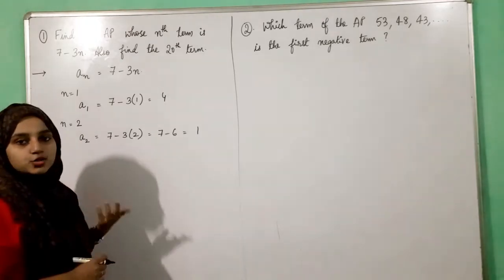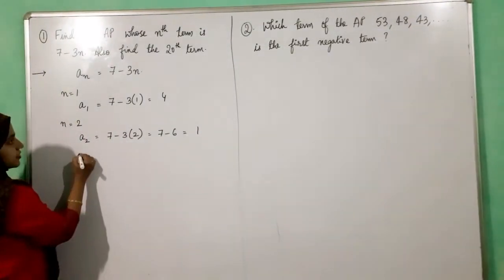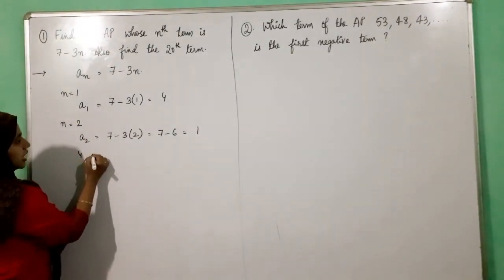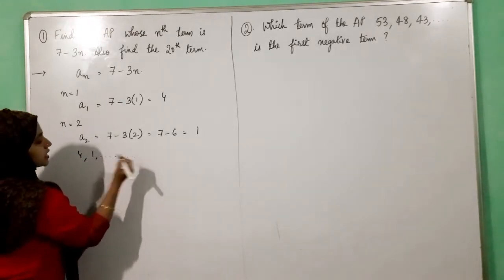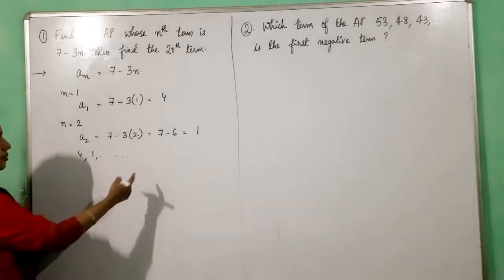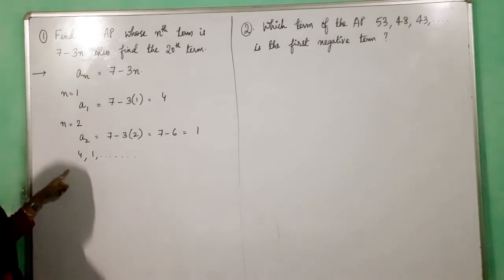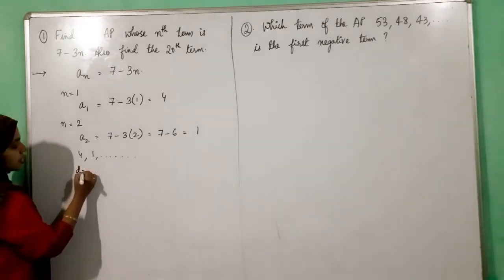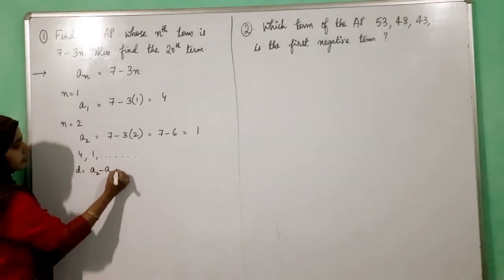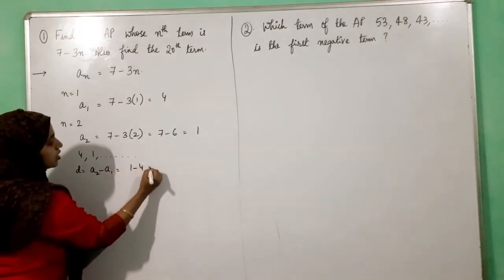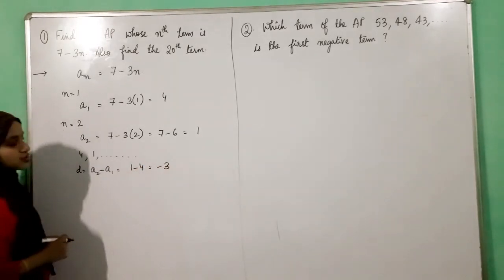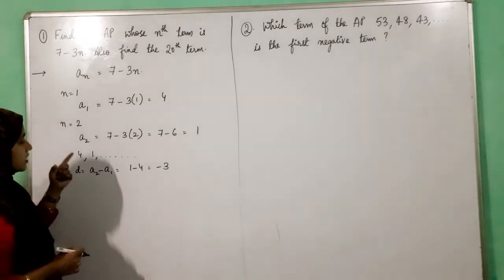What can you find? You can find the common difference. Okay, so a1 is 4, a2 is 1, and you don't know anything else. But you can get these numbers by finding out the common difference. Okay, so d will be how much? a2 minus a1. So it will be 1 minus 4, which becomes minus 3. Okay, so you have got a1, a2, d.